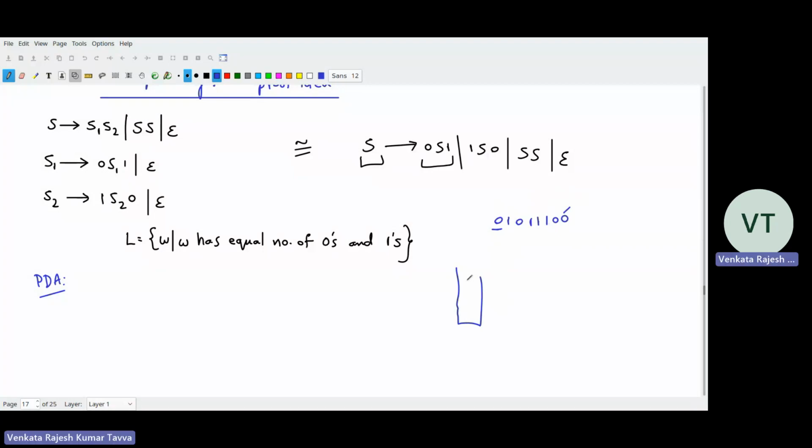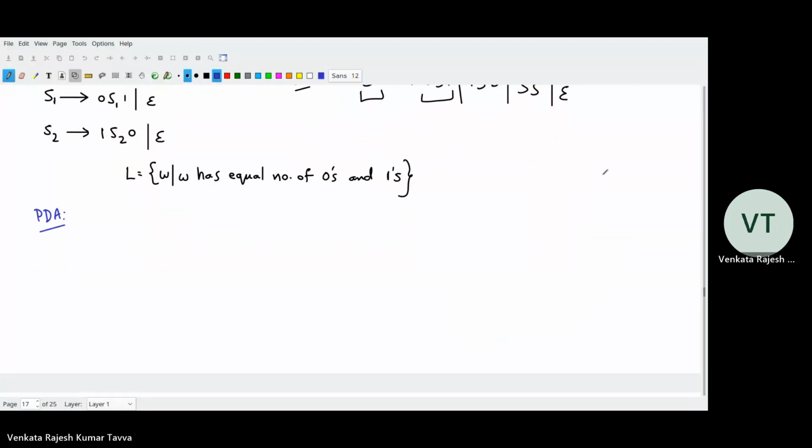That's it. If I'm reading a 0 and I see 0 on top of the stack, what should I do? Push it. If I'm reading a 0 and I don't see a 0 on top of the stack, what should I do? Sorry. If I'm reading a 0 and I see 1 on top of the stack, what should I do? Pop it. If I'm reading a 0 and I don't see 1 on top of the stack, what should I do? Push this 0. If I'm reading a 1 and I see a 0 on top of the stack, what should I do? Pop it. If I'm reading a 1 and I don't see 0 on top of the stack, push this 1. That's it. These 4 scenarios. Okay?